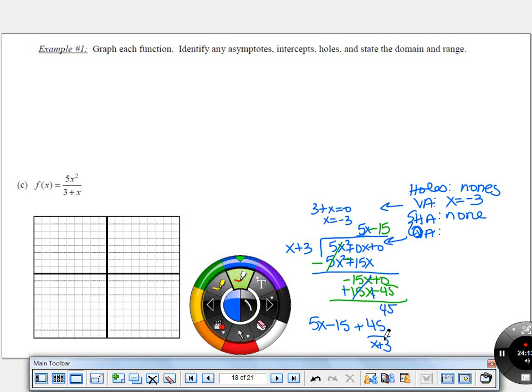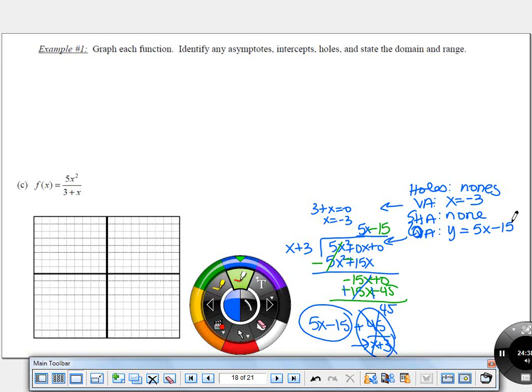Okay. However, for our oblique asymptote, when we look at this, if we plugged in really big numbers for x, this fraction would get really, really close to 0. So this part of the equation is going to determine what the function will behave like at the end. So the oblique asymptote is going to be 5x minus 15.